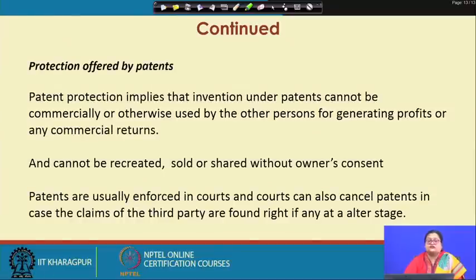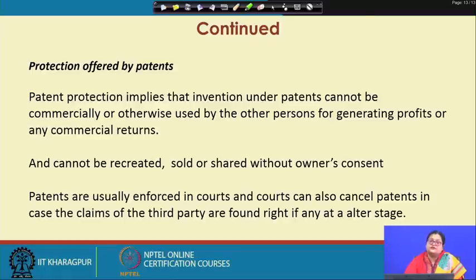The protections that are offered by patents are: the patent protection implies that the invention under patents cannot be commercially or otherwise used by other persons for generating profits or any other commercial returns. It cannot be recreated, sold, or shared without the owner's consent.